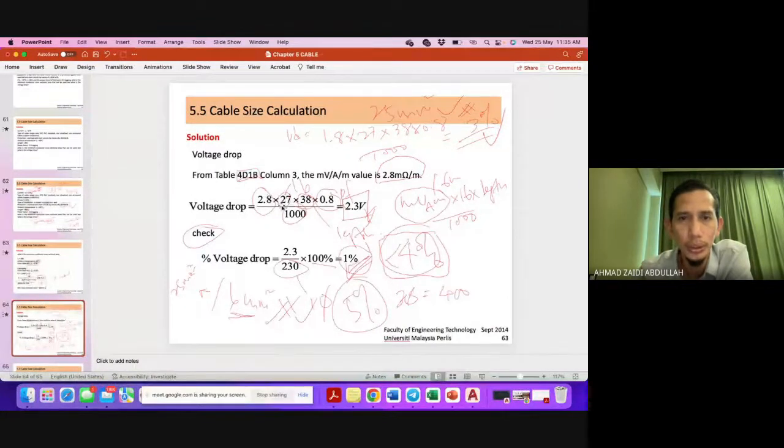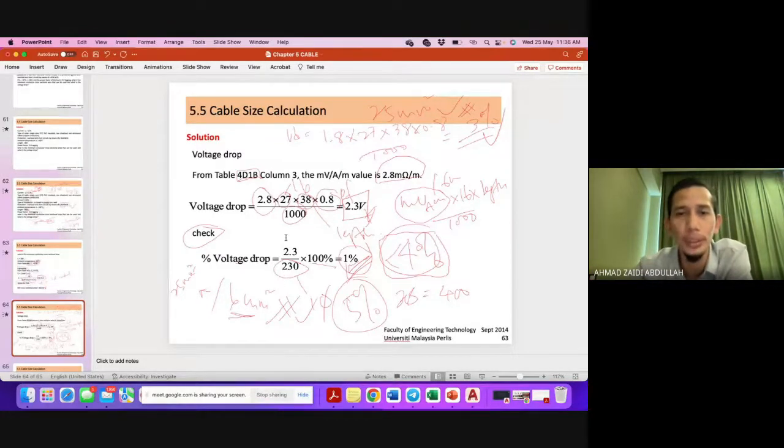And then 27 is the value of our IB, the design current, which was already given. 38 is the length, and then 0.8 is the power factor value. Then divide by 1000. Strictly, we can find a 2.3 volt voltage drop. After the calculation, this is the value in volts. Since the limit is 4%, we need to convert 2.3 into percent.